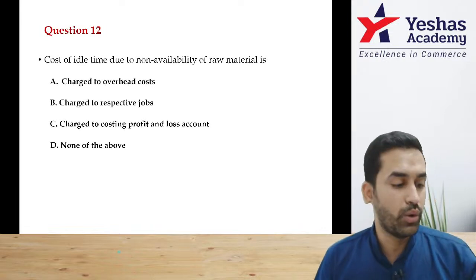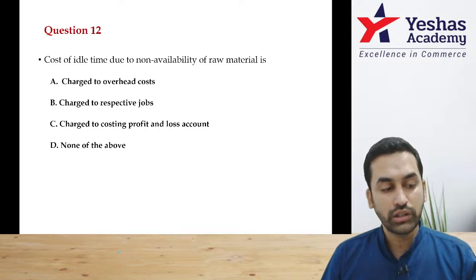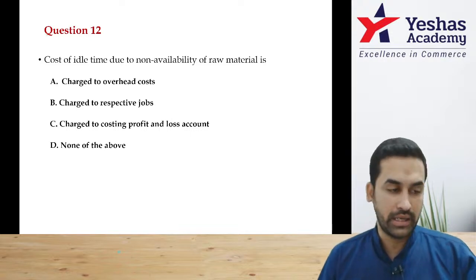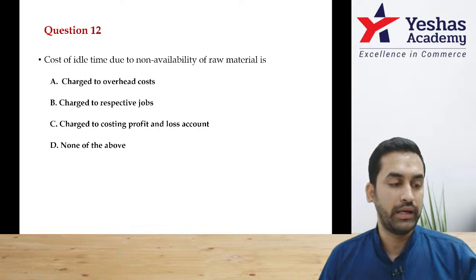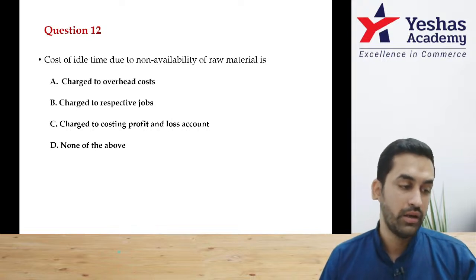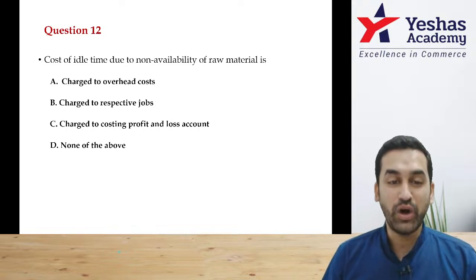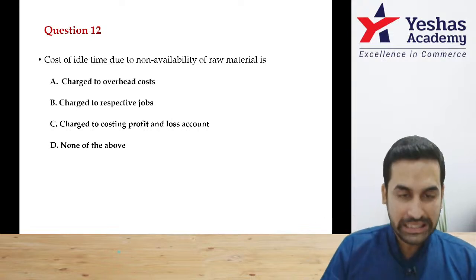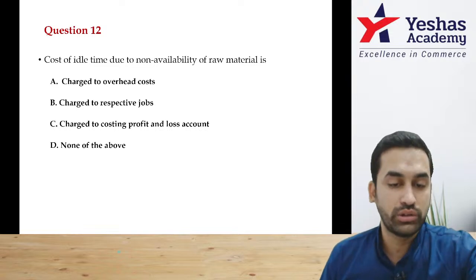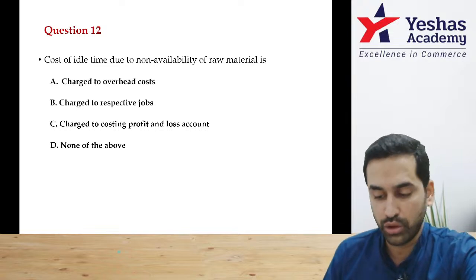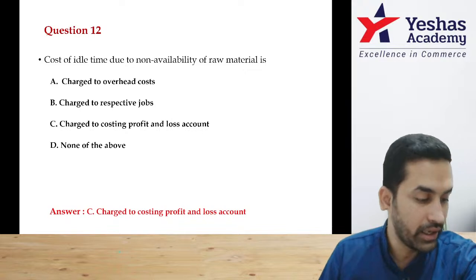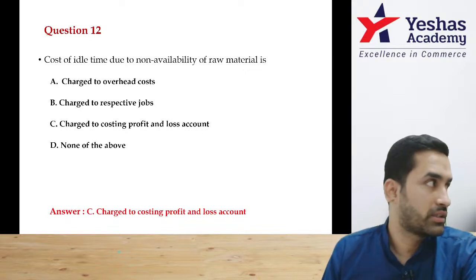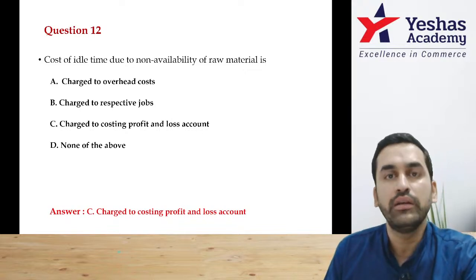Yes, this you answer. Cost of idle time due to non-availability of raw material is charged to overhead, no, charged to respective job, charged to costing P&L is the correct answer. They did not say abnormal idle time, actually. I said it. I'm very sorry. Why? If raw material is in short supply, that's the mistake of the company.